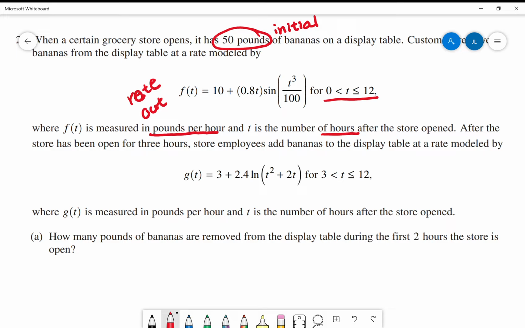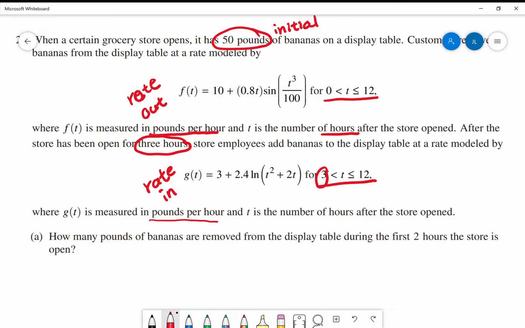After the store has been open for 3 hours, store employees add bananas to the display table at a rate modeled by g of t. Next to g of t, this is your rate in, and I would label it so that you don't forget it later. Again, keep an eye for the domain. Notice that here it is no longer from 0 to 12, but from 3 to 12, which will play a role in part D of this problem, where again g of t is measured in pounds per hour, and t is the number of hours after the store has been opened.